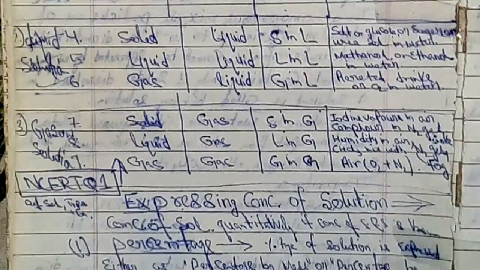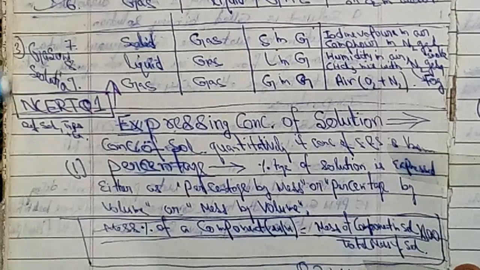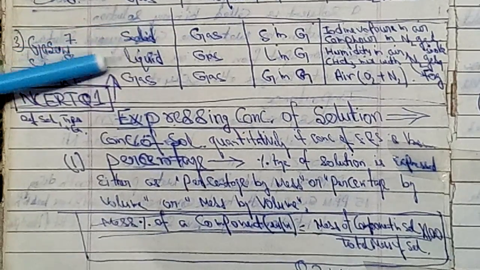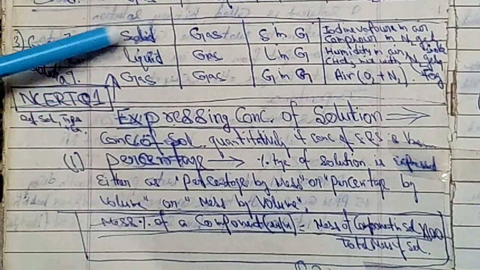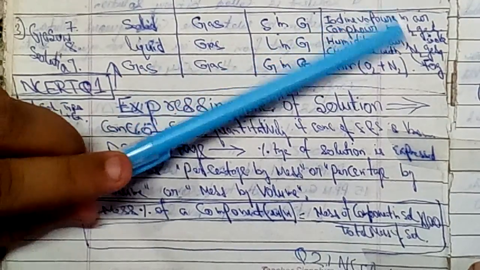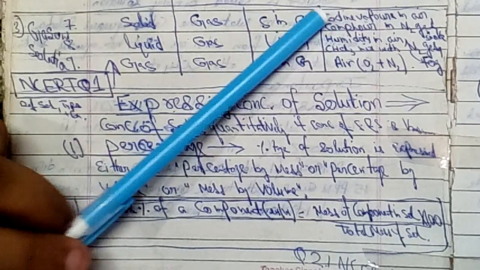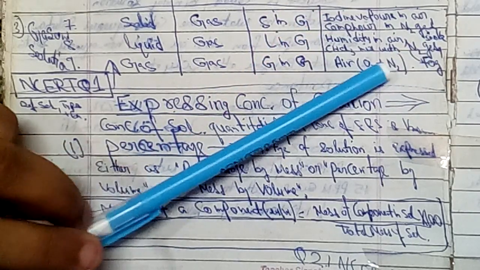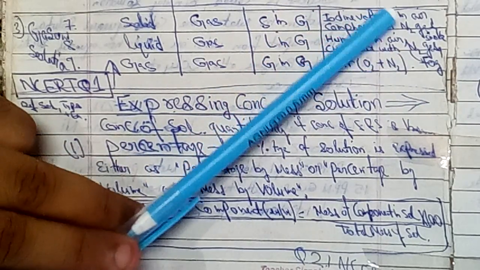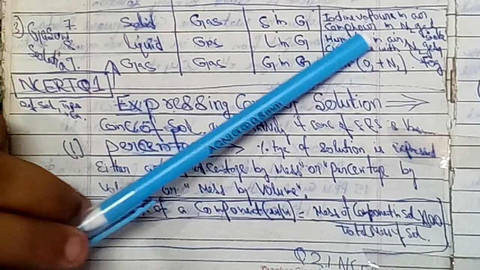Now the third one is gaseous solution. Again three cases: solid in gas, liquid in gas, and gas in gas. So solid in gas, S in G. Example is iodine vapor in air. If iodine vapor is present in air, iodine vapor is solid and air is gas. So solid is present in gas. So iodine vapor in air, camphor (kapoor) in nitrogen gas.